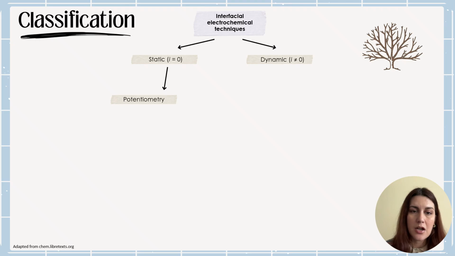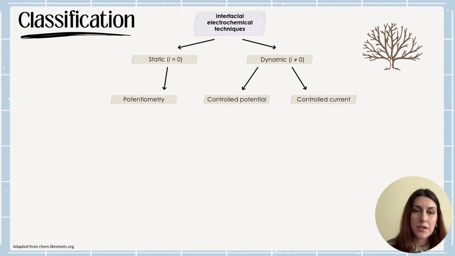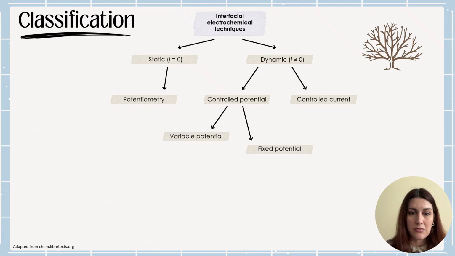The second category includes dynamic techniques, where current flows in the system. In these methods, we intentionally perturb the system by controlling either the potential or the current, and then observe how the system responds. So one branch of dynamic techniques involves controlled potential experiments, where we apply a defined potential to the working electrode and then measure the resulting current. Many important electrochemical methods fall into this category. Within controlled potential techniques, we can further distinguish between fixed potential and variable potential methods.